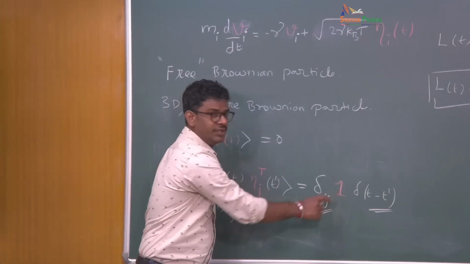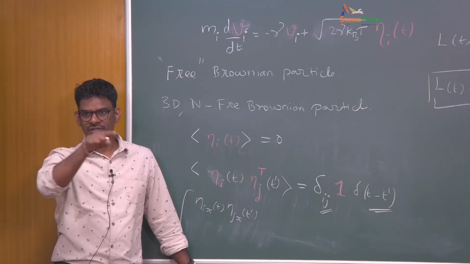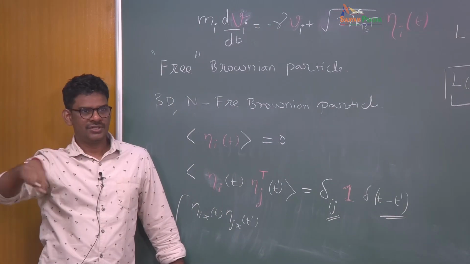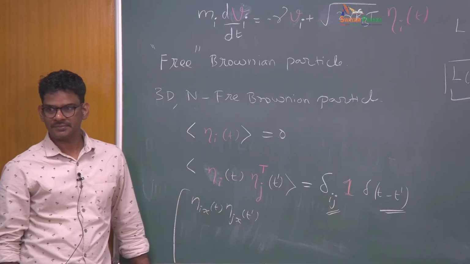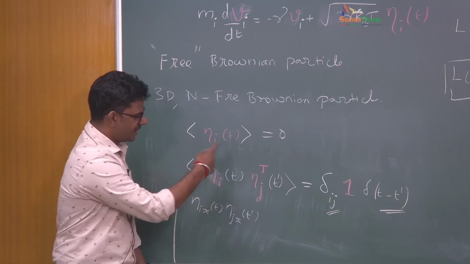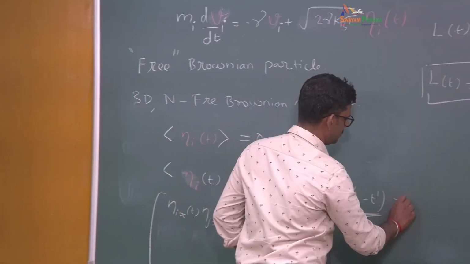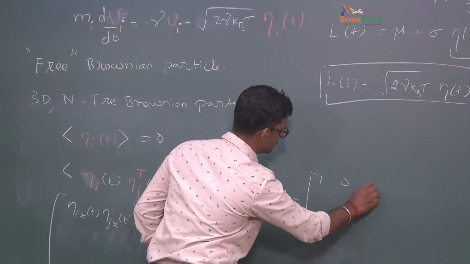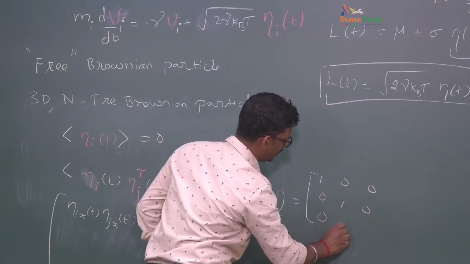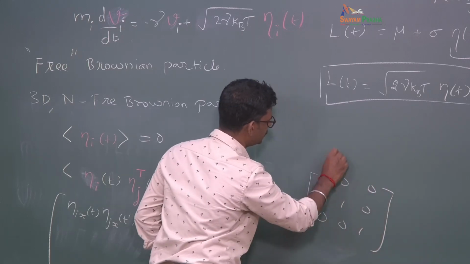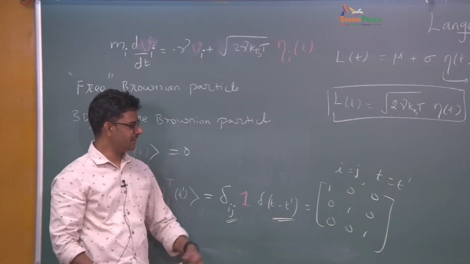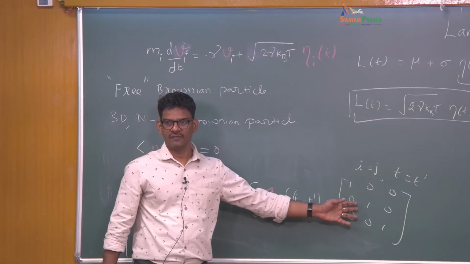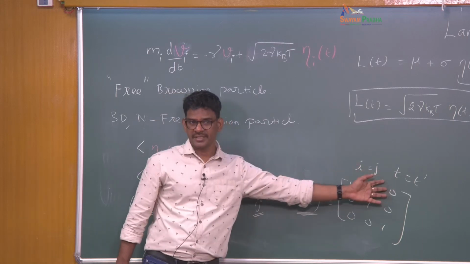And this is a unity matrix, 1 0 0, 0 1 0, 0 0 1, and this one will take care of the instantaneous nature of the collisions. So the outcome of this is you would have a matrix like this only if i and j are equal and t is t prime. Only then these values are taken. When this condition is not met, then they are all 0.